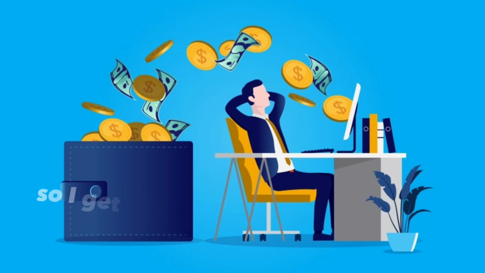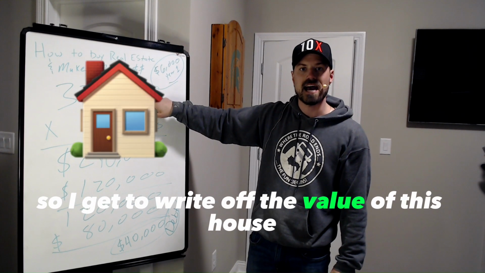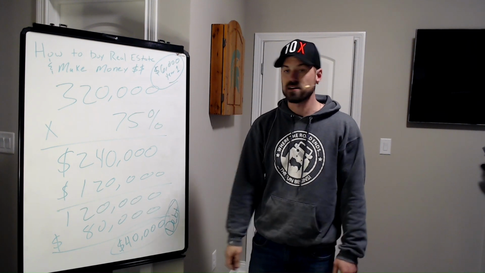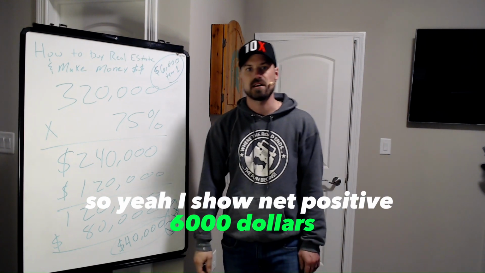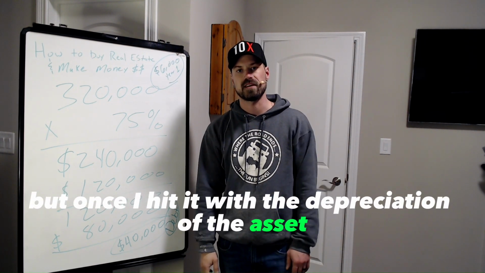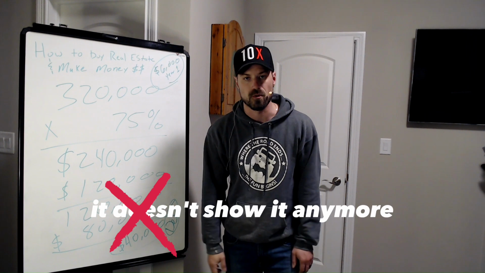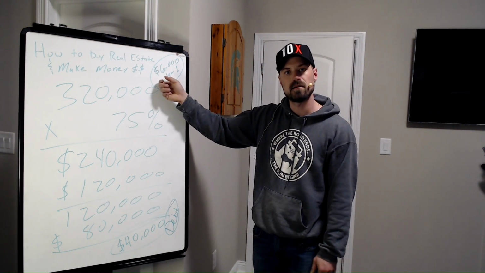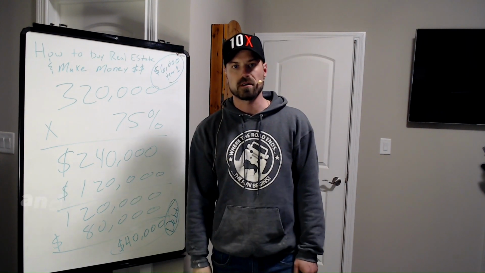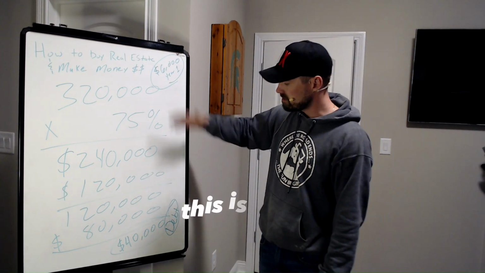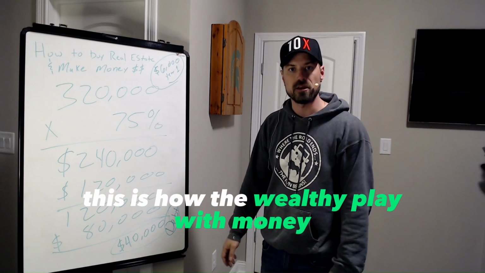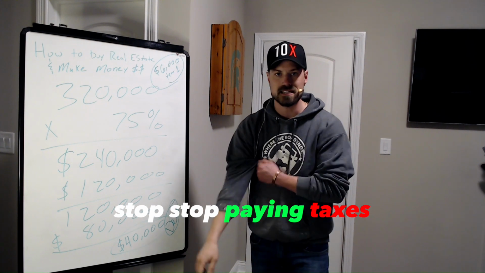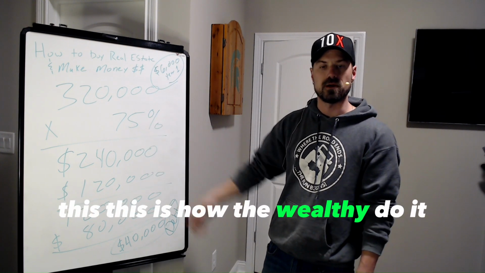Now, this $6,000, this is passive income. So I get to write off the value of this house for 27 and a half years as depreciation. So yeah, I show net positive $6,000, but once I hit it with the depreciation of the asset, it doesn't show it anymore. It shows it at a loss. So now I'm not paying taxes on this either. You guys don't understand how money works, and that's what I'm trying to show you here. This is how the wealthy play with money. Stop relying on that W-2 job that you have. Stop paying taxes. This is how the wealthy do it.